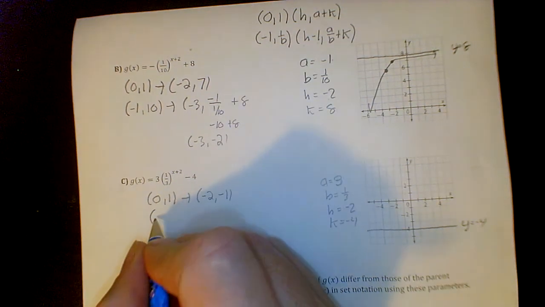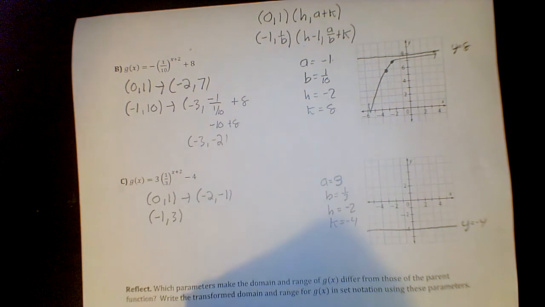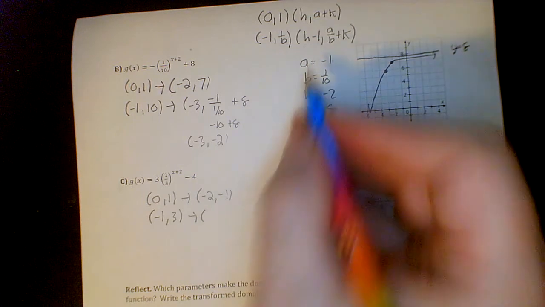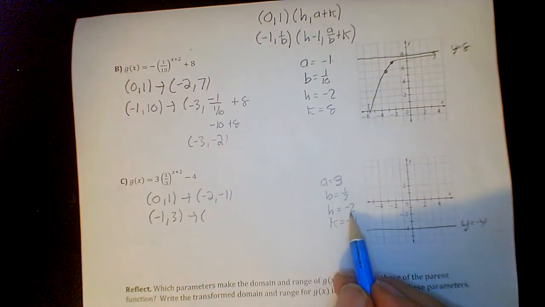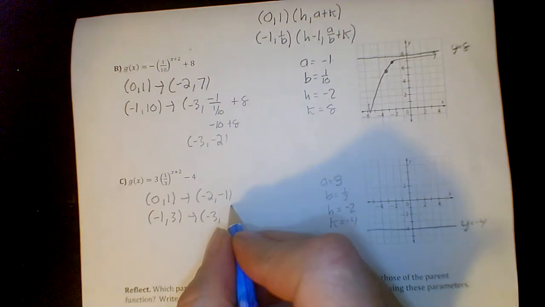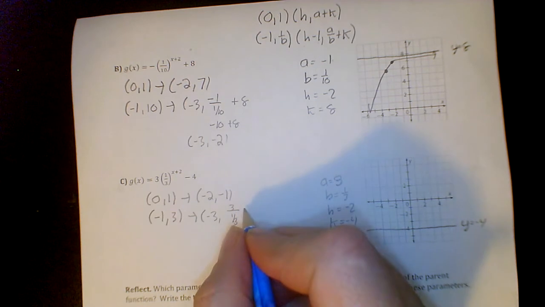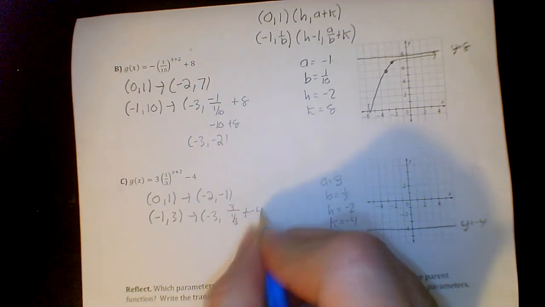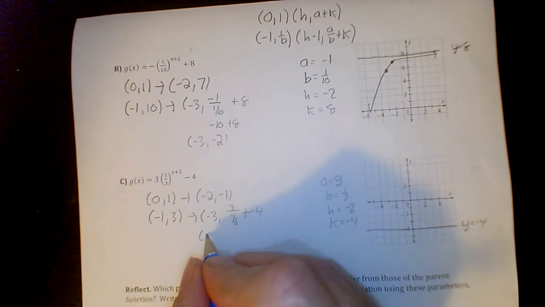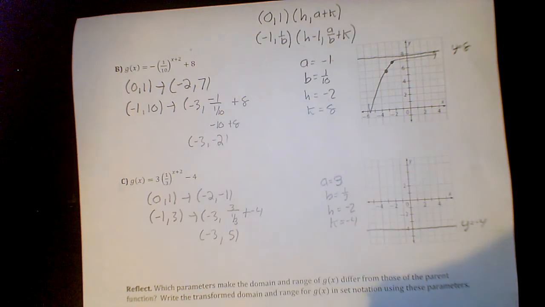Alright. Now we got our -1, 1 over B, so -1, 3 in this case, right? Is going to move to, well, this guy is going to be H minus 1, so H minus 1 is -3. And this guy is going to be A, right, over B. B is 1/3. Plus K, which is -4. Well, this is 3 divided by 1/3, or 3 times 3, right? 3 times 3 is 9, plus -4 is 5, -3, 5.